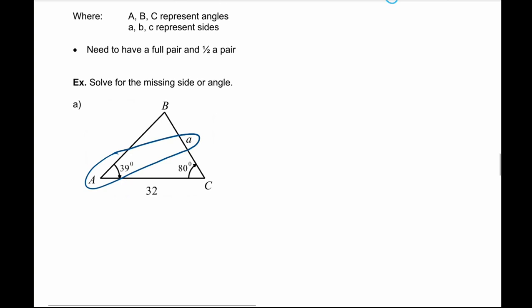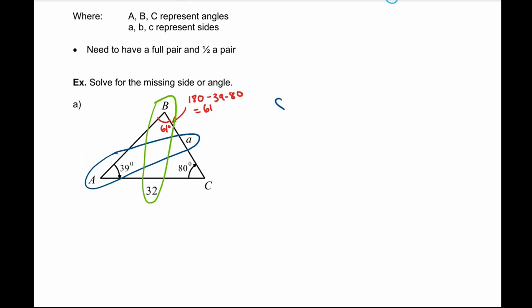If I look at C, I have the angle, but I don't have the side, so I can't use that one. And if I look at B, I can see that I have the side, but I don't have the angle. So right now, I can't use that one either. However, because I'm given two angles in a triangle, I can figure out that third angle. So 180 minus 39 minus 80 will give me that third angle, which is 61 degrees. So now that I know that third angle, I have a full pair.